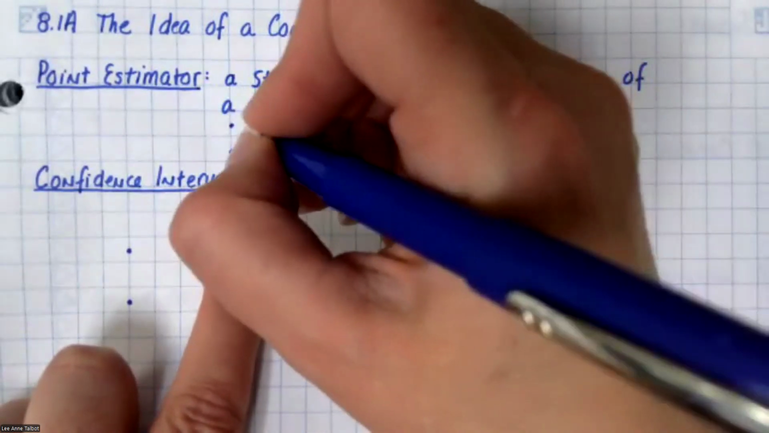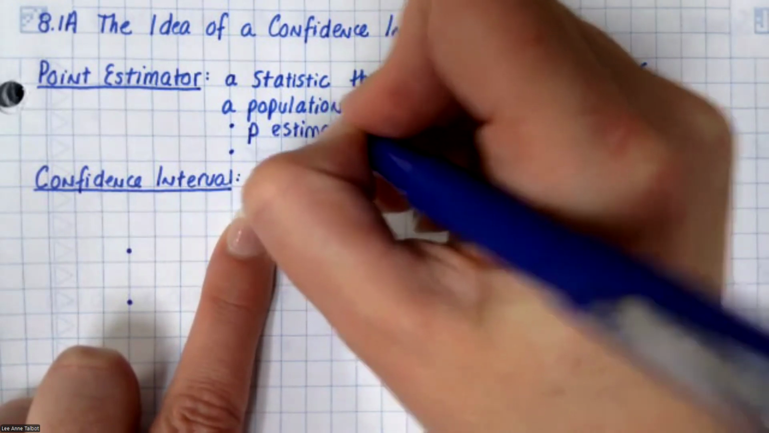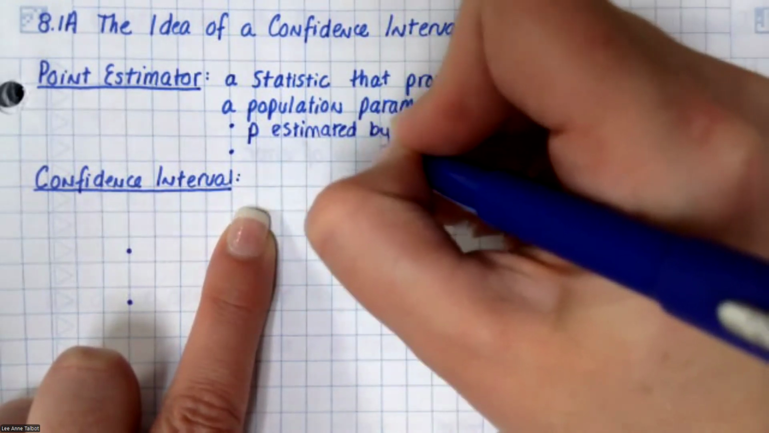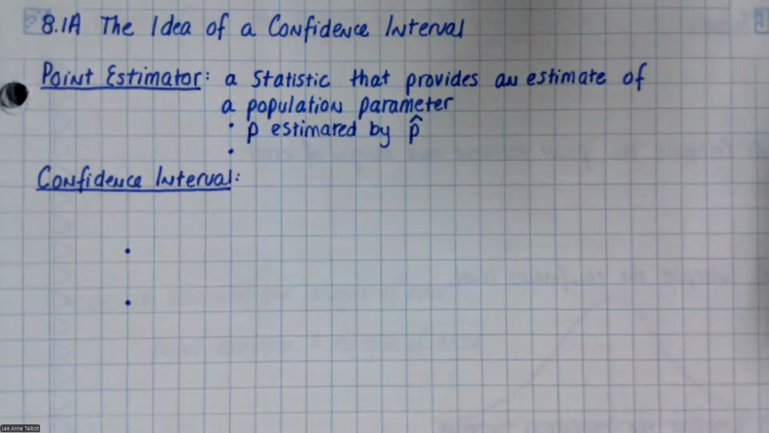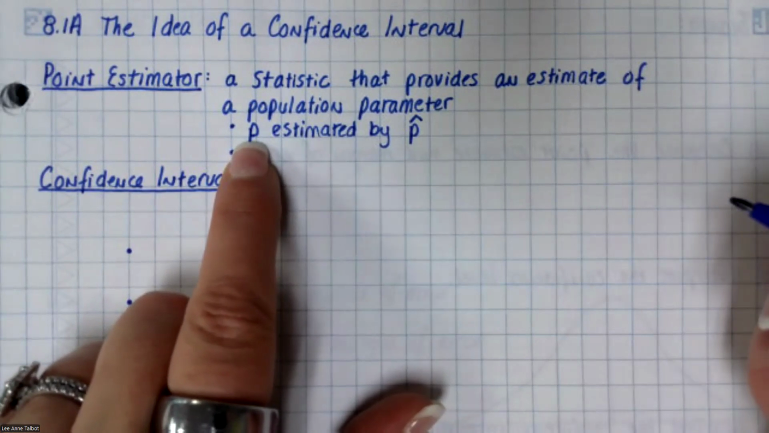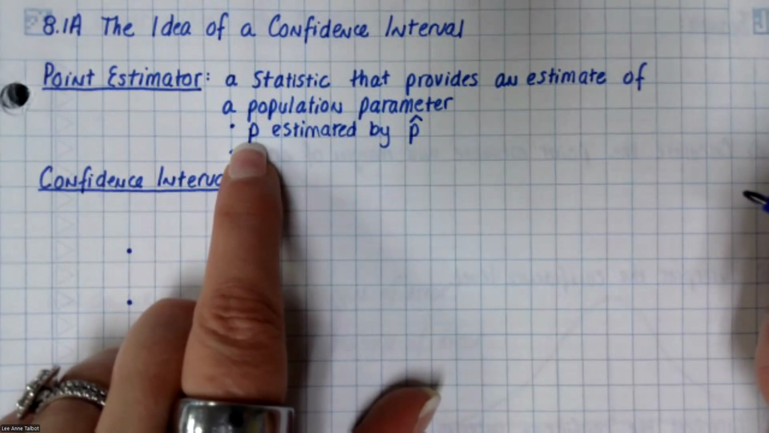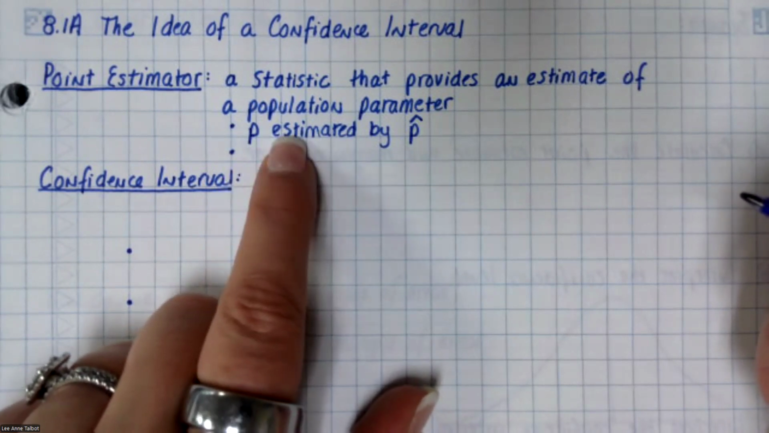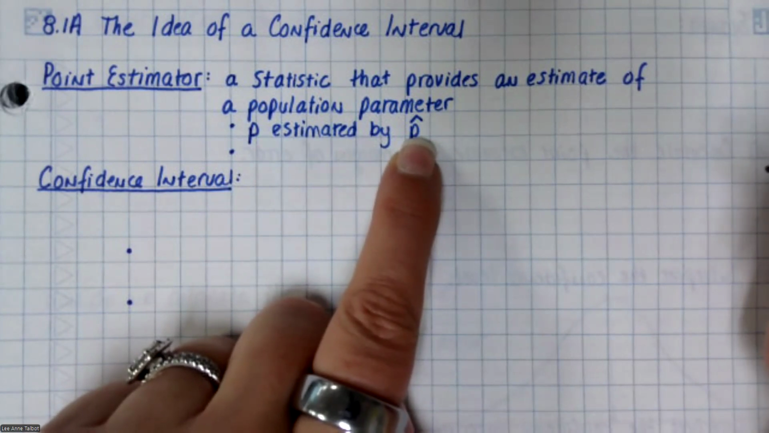The first one is going to be P, which will be estimated by P hat. So this is the true population proportion, which we will never know usually. Why would we do statistics if we knew it? Which we're going to estimate using the sample proportion, which is P hat.